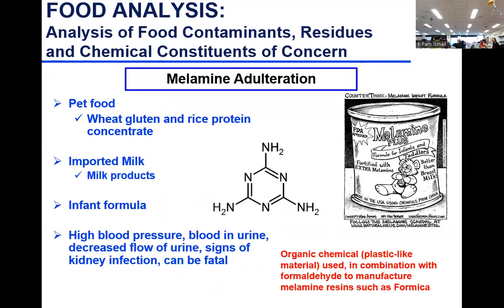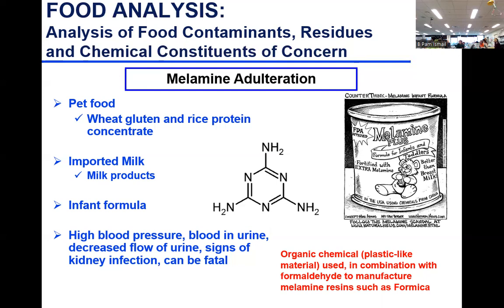Melamine, I'm almost done. Melamine is the contaminant that was added to enhance protein in the food. They did it as adulteration, but when they did it, they didn't know that it can be fatal. It caused kidney problems, and that caused potentially death. They found it in milk products. They also found it in imported pet food. So there were cases of pets who died eating specific pet food.